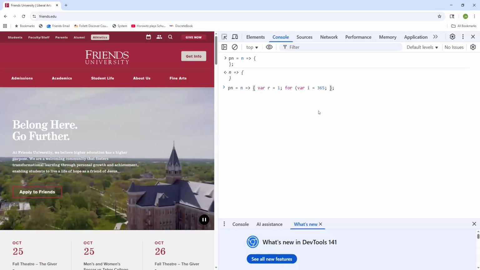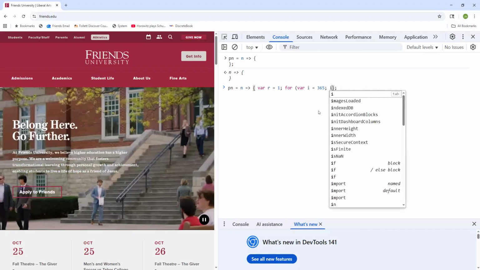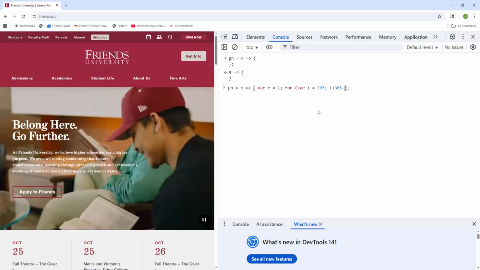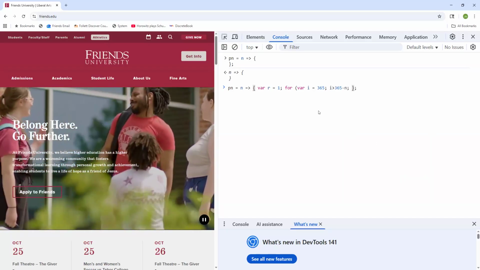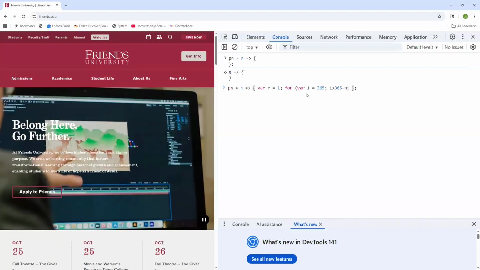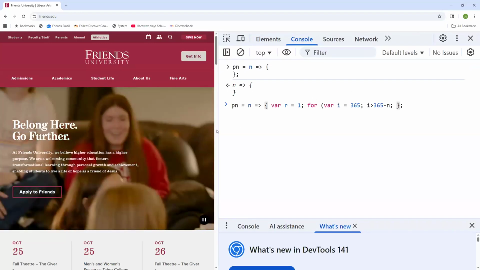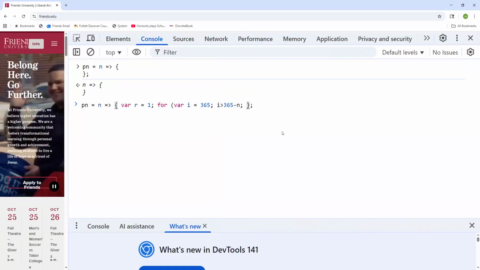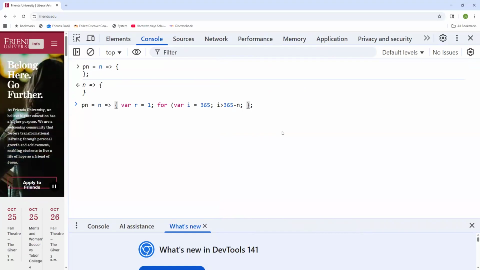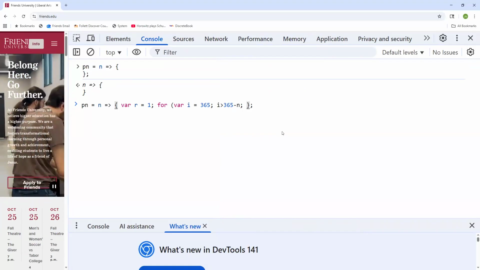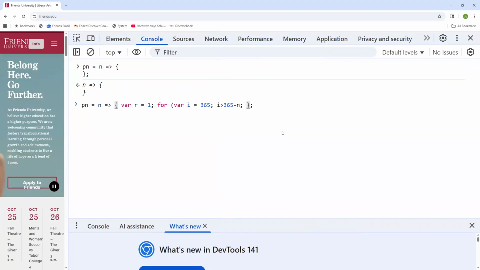So we need to say something like this. Variable I equals 365, I is greater than 365 minus n. Would that work? Because if n equals 1, let me zoom in on this for you a little bit more. If n equals 1, then it will run once because 365 minus 1 will be 364. So it will be greater than 364, so it will run once. But then the next time it won't be greater than 364, it'll stop.